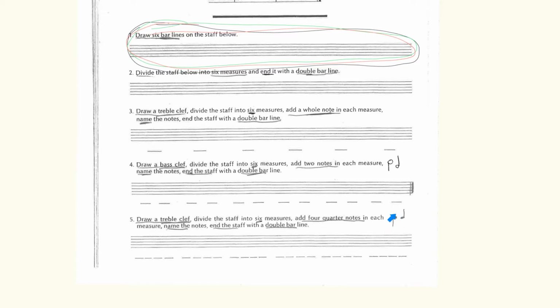The reason you're given 2 examples of these is because if you're on or above the 3rd line, the stem goes down on the left. And if it's below the 3rd line, the stem is right and up, same as the half notes. Name the notes and end the staff with the double bar line. So double bar line goes there, treble clef goes here, and a quarter note goes above each of these lines, and make sure you name it. And that's it for lesson 6.